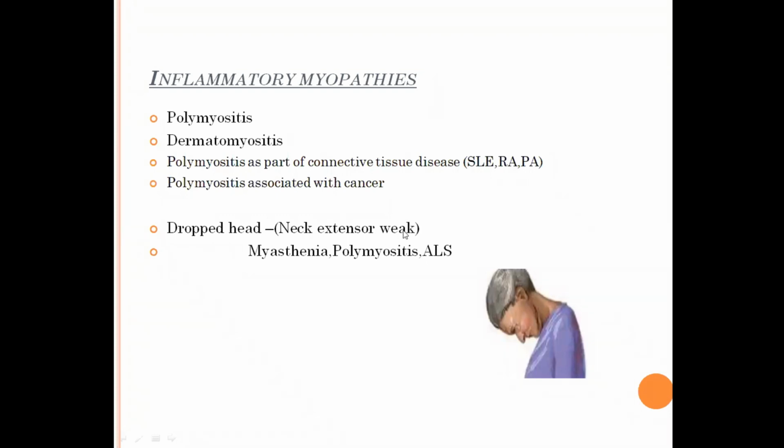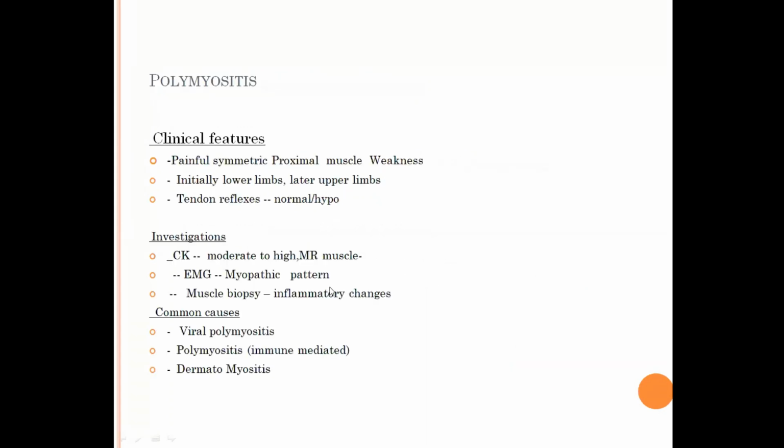This is just to make you understand the dropped head, where the patient cannot lift the head because the extensors are weak. So the dropped head syndrome, when they walk into the OPD with the dropped head and they are unable to lift their head, either it is myasthenia, polymyositis or ALS. Fatigability, so myasthenia; evidence of upper motor neuron, lower motor neuron, it is ALS; otherwise it is an inflammatory.